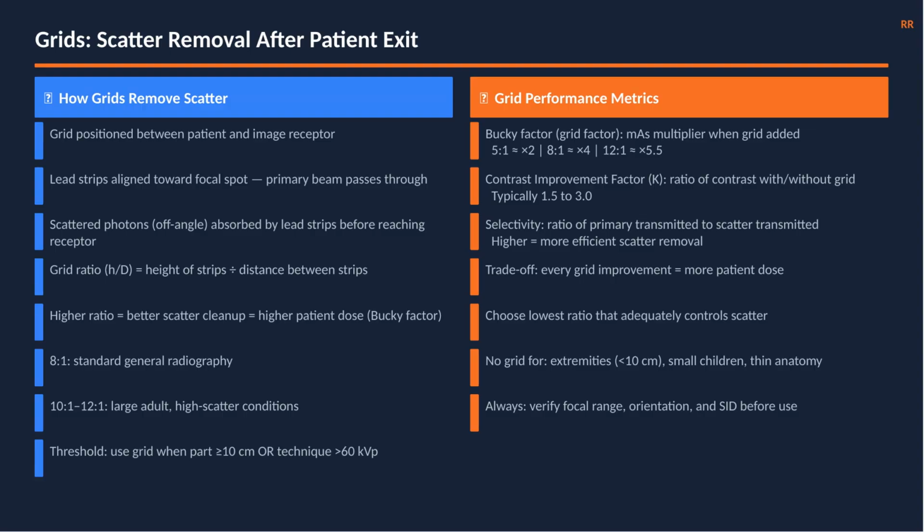And selectivity, the ratio of primary radiation transmitted through the grid to scatter radiation transmitted. Higher selectivity means the grid is more efficient. More scatter stopped per primary photon passed.